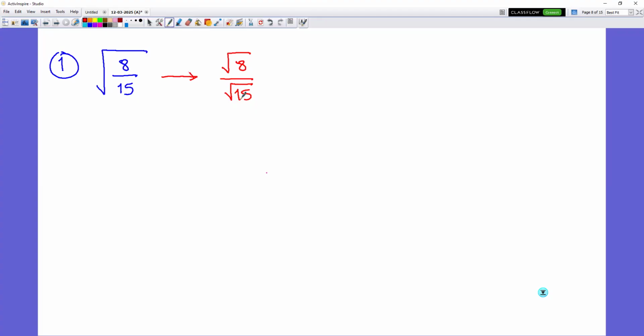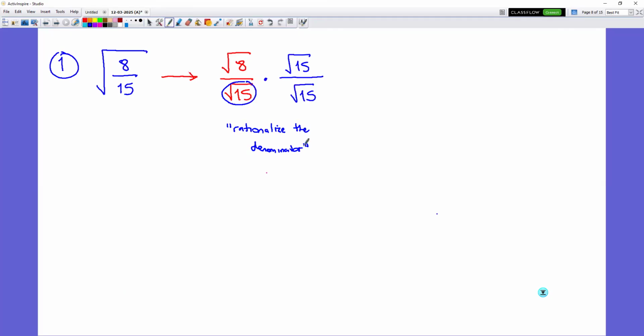So the way we do that is simply this. To rationalize the denominator, we're going to take the denominator itself, which in this case is the square root of 15, and multiply that square root of 15 to both the top and the bottom of this fraction. Keep in mind that the square root of 15 over the square root of 15 is just 1. So we're not changing the problem, we're just changing how it looks. Whatever radical you see on the denominator, you can multiply that to both the top and the bottom of the fraction.